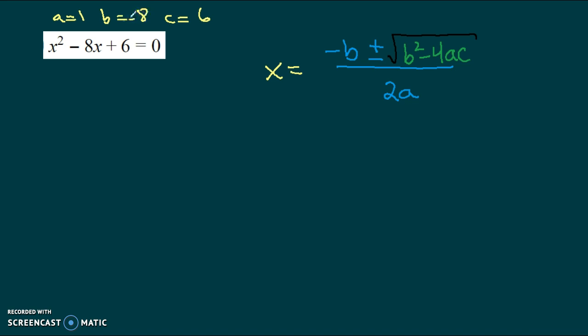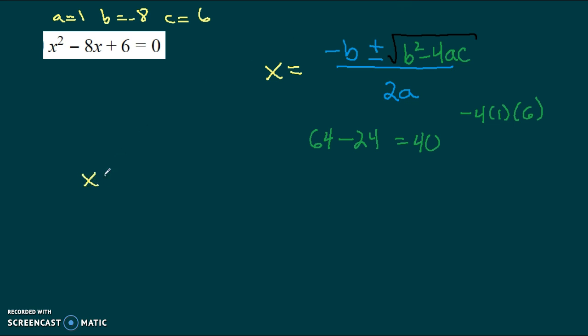So in this situation, if you take -8 and multiply it by itself, you will get a positive 64. And then if I figure out -4 times a times c, I see I'm going to get a -24. Combining these two things together gives me a positive 40 to go underneath this part of the quadratic formula.